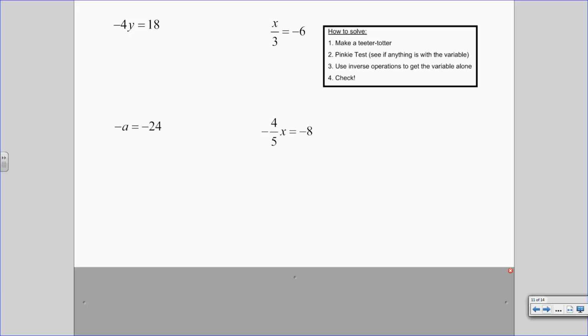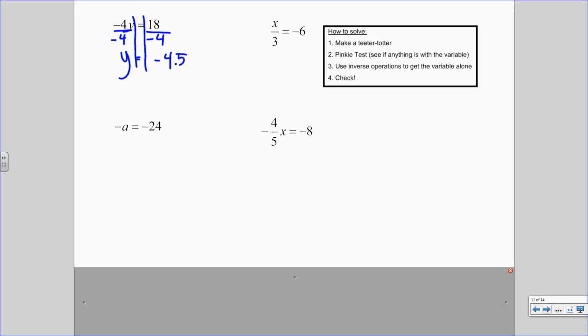Okay, you should have had a chance to work these out now, so we'll go ahead and make our teeter-totter. Here's my variable. It's a y, and it's being multiplied by a negative 4. The opposite of multiplication is division. So I will divide by a negative 4 on each side. Now on the left side, my negative 4's cancel out, so that would become just y. And on the right side, you've got 18 divided by a negative 4, and when you work that out, it becomes negative 4.5.